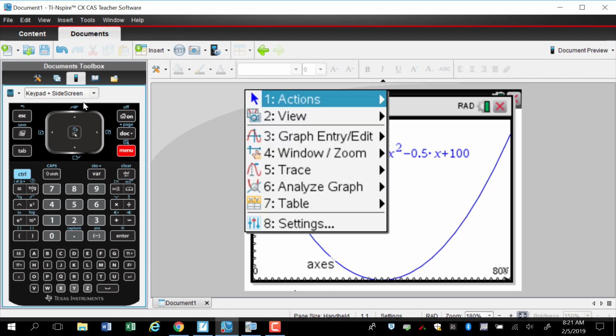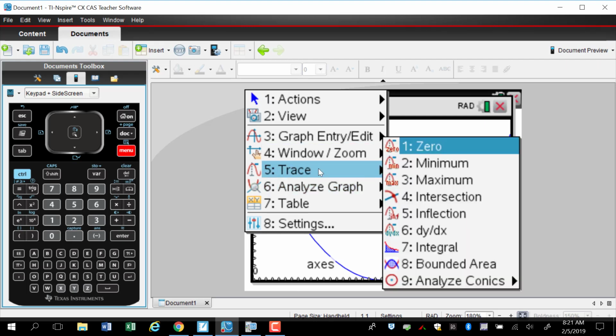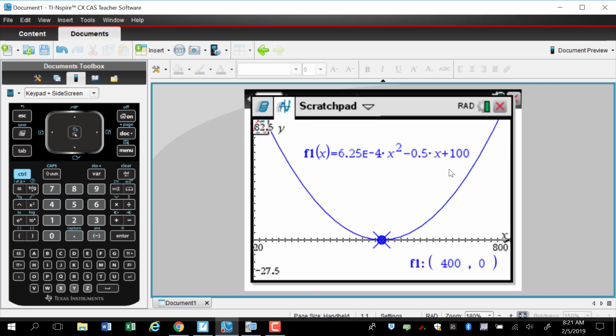The next step to be able to answer these questions is to go to our trace or our analyze section. I'm going to start with trace. If we want to just do a graph trace, that will give us this dot, and we can scroll left and right, and it will give you on the bottom here the value of these points. So if we want to say, 600 feet over, how high am I up? 25 feet. If we want to slide back here, where is y equal to 0? That's at 400, and so on. So we can use this trace key to go back and forth to analyze our graphs and answer any questions we need dealing with this section.